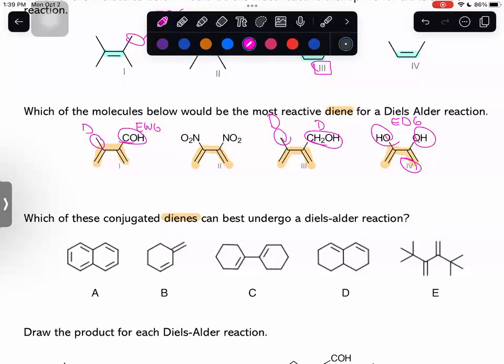So we have to remember the rules. It has to be s-cis, exactly. And remember, if it's in the s-trans conformation, can you rotate it? Can you not? You can. You can heat it, that's right. It's not locked in.